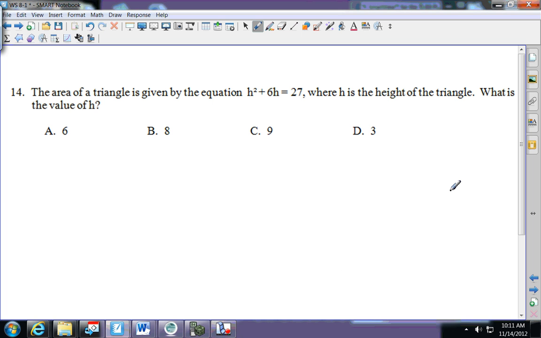Okay, on this one, it says the area of the triangle is given by the equation h squared plus 6h equals 27, where h is the height of the triangle. What is the value of h? We can go and put this in the calculator, but before you can do that, you have to move this 27 to the other side, where you would have subtracted 27 from each side of the equal sign, gotten h squared plus 6h minus 27 equals 0.